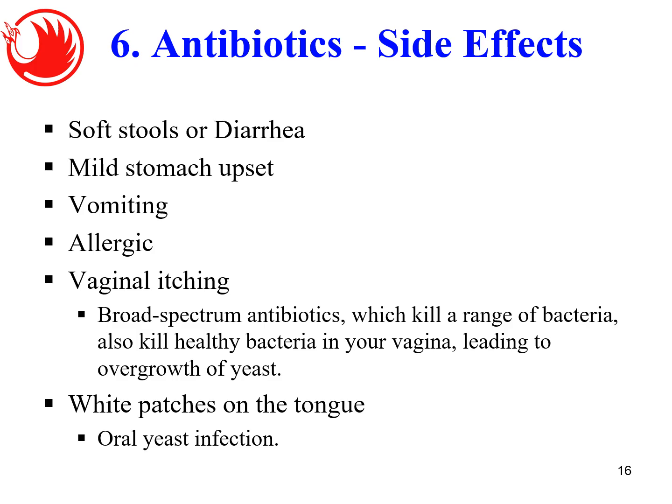So if there's an imbalance of good and bad bacteria in your body, that's why you will have diarrhea. For example, you are not able to digest well, and sometimes there's vaginal itching because the antibiotic kills a range of bacteria, also killing healthy bacteria in your vagina, leading to overgrowth of yeast. And sometimes people will have white patches on the tongue. You know why? It is because you killed all the good bacteria, so there is no good bacteria protecting you from yeast infection. That is a side effect of antibiotics.